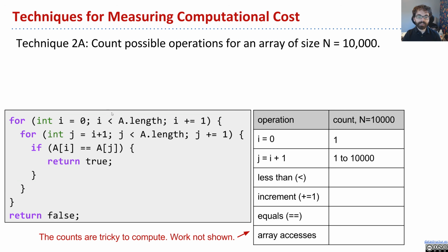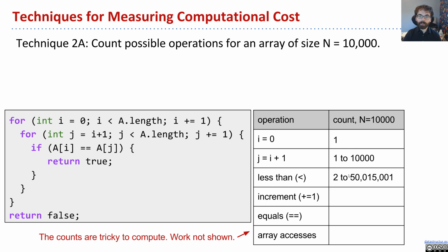Okay, how about less than? How many times do these less thans occur in total? Well, in the very best case, they happen exactly twice. We set i equal to 0, we check, okay? We set j equal to 1, and then we check, and then we immediately find a true situation, and then we're done. And in the worst case, it will actually be 50,015,001.